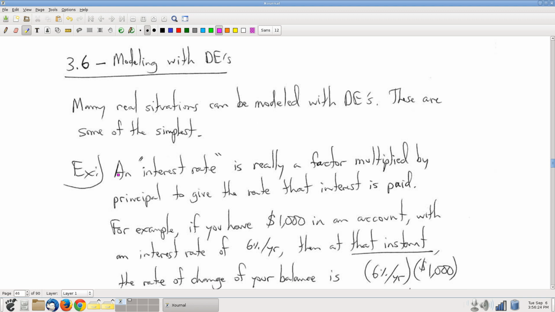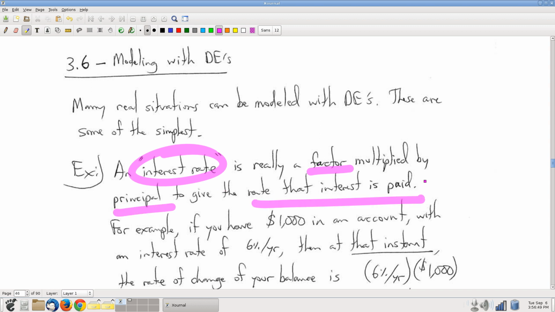First application, interest rates. The simplest thing that I can tell you about interest rates is that they are factors. In fact, my preference would be, instead of calling them interest rates, to call them interest rate factors. So specifically, an interest rate is a factor that you multiply by the principal to give you the rate that interest is being paid at that moment.